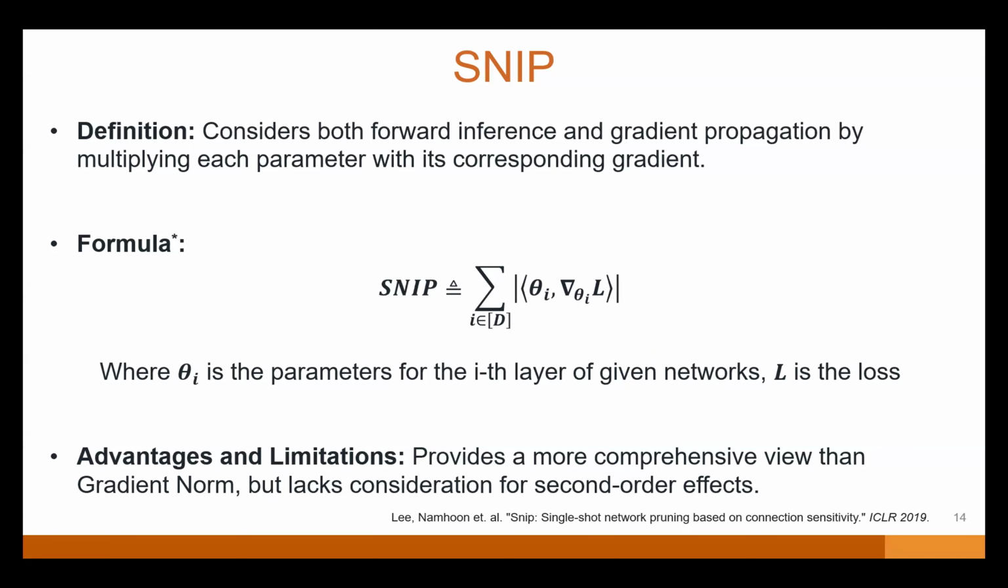Okay. Yeah. So I was saying in this case, this is the saliency, which essentially looks at the product between the parameter magnitude itself, and you see here the gradient.